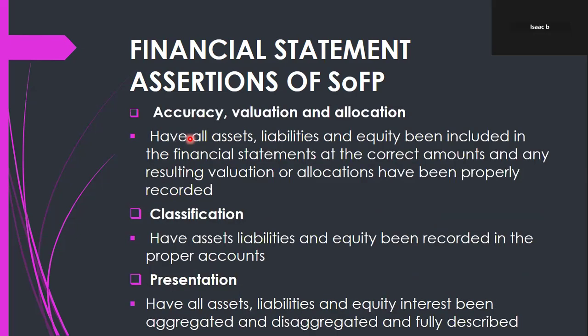If that has been done, then the completeness assertion has been achieved. Then accuracy, valuation and allocation. Have all assets, liabilities, and equity been included in the financial statements at the correct amounts, and has any resulting valuation or allocation been properly recorded?